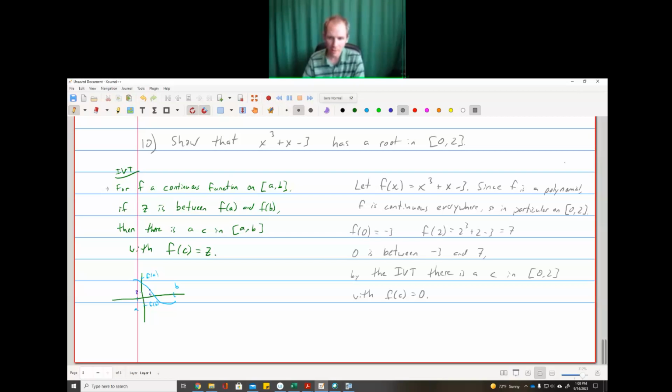The idea would be I would take my interval 0 to 2 and cut it in half. I would say, okay, f of 1, does that give me a positive or a negative? So is my 0 in between f of 0 and f of 1, or is it in between f of 1 and f of 2? And then once I figure that out, I cut that new interval in half. And then I keep cutting in half, and eventually I'll get an interval that is small enough that it's within the number of decimal places I want. But we'll look at that later in the course.